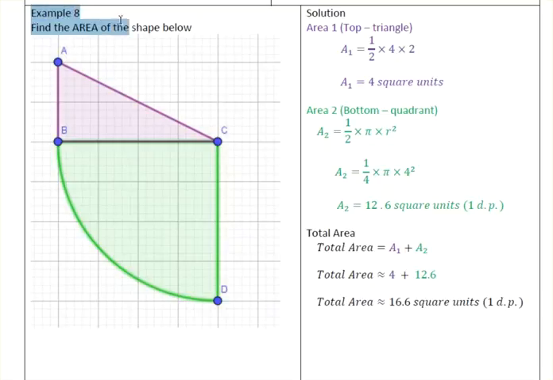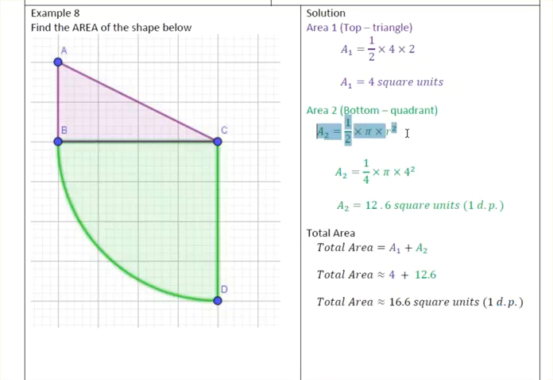Example 8, same kind of question, find the area of the shape below. This time we've got a triangle and a quadrant, quarter of a circle, and we add the areas up. So area 1, we've got a triangle, so half times 4 times 2, and we've got a quarter of a circle for the green part. So quarter times pi times 4 squared is 12.6. Add those two areas together and we get 16.6 square units. And again, make sure you put in the accuracy that we're using.